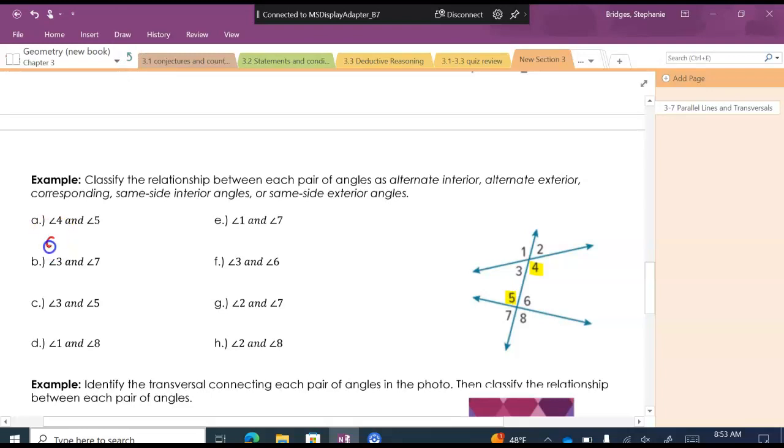Okay, alternate interior angles, and I usually abbreviate. I just put Alt-INT. Okay, that way I don't have to write the whole word. So what we want to do is go through each one of these pairs, B through H, and decide, are they alternate interior, alternate exterior, same side interior, same side exterior, or corresponding. So go ahead and try B. Look at angles 3 and 7.